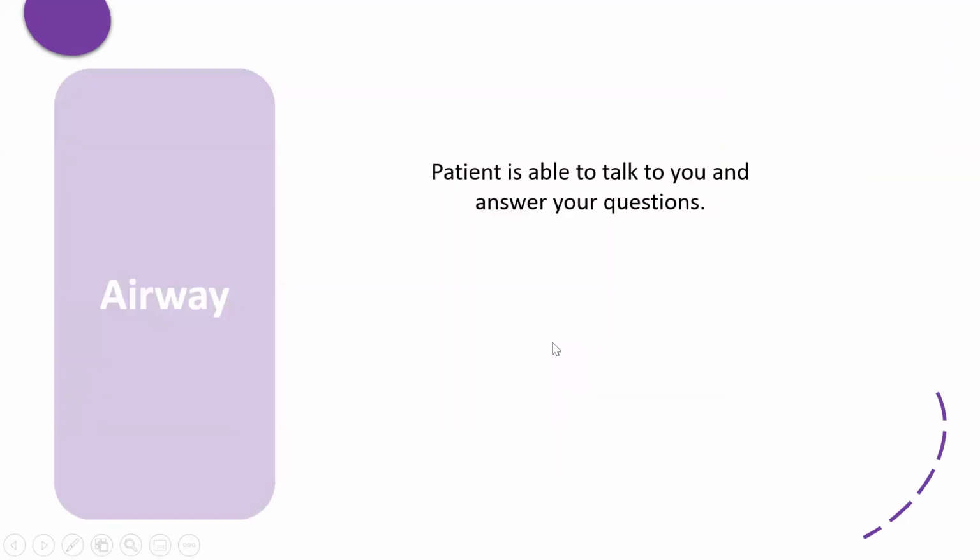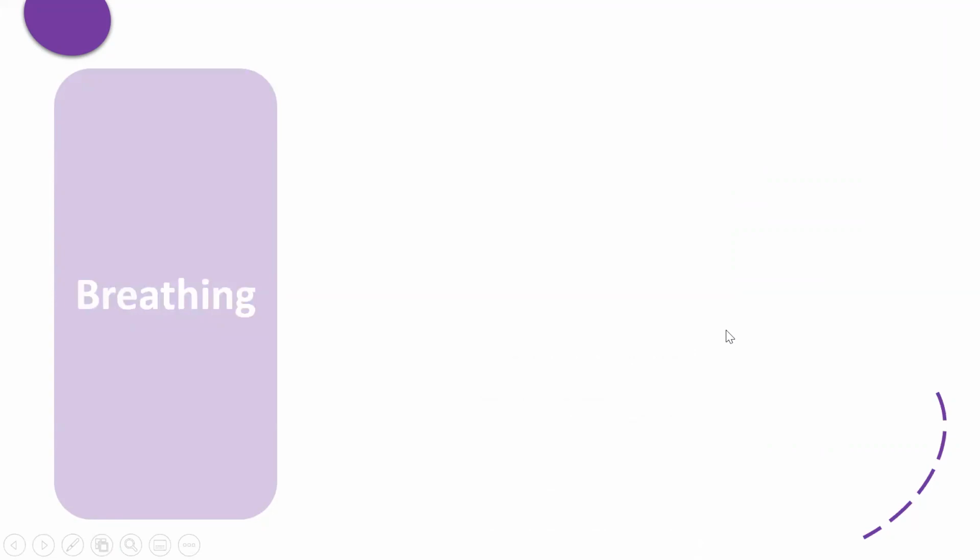When you're trying to assess her airway, the patient is able to talk to you and answer your questions. So can we assume that the airway is patent then? Yeah, since the patient's talking, even if they might be in pain or vomiting, as long as they're talking, they're maintaining the airway. So let's move on to breathing then. What sort of things do you want to look for in breathing?